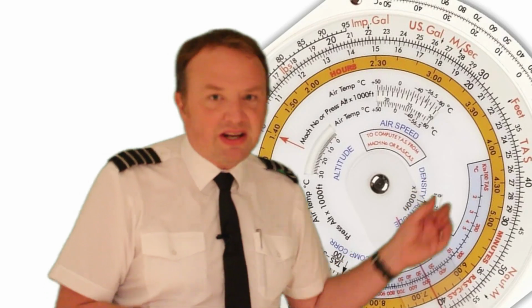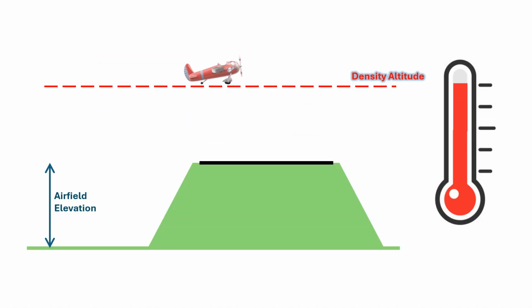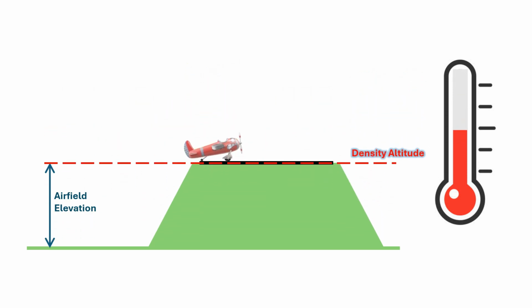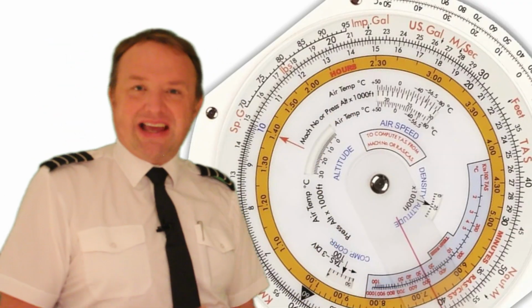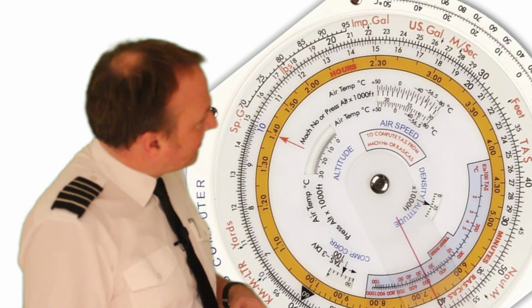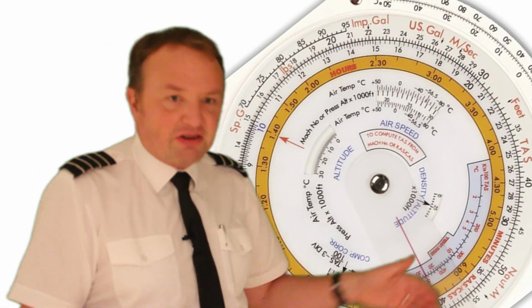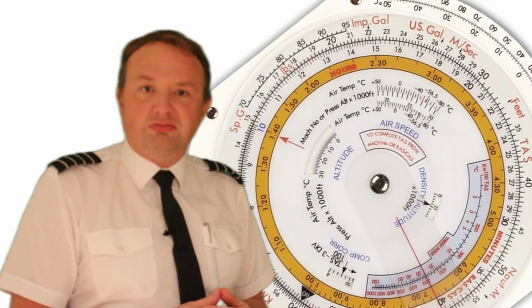There's two other windows available to you on the CRP5 computer side. One is rarely used, but it's this one here, density altitude. For takeoff and landing performance, we often need to know the equivalent altitude that our runway is at. For this, we're going to use a combination of the density altitude window and once again the airspeed window. Line up the temperature with the airfield elevation, and the density altitude window will convert your airfield elevation into a density altitude. Let's have a look at a couple of examples.